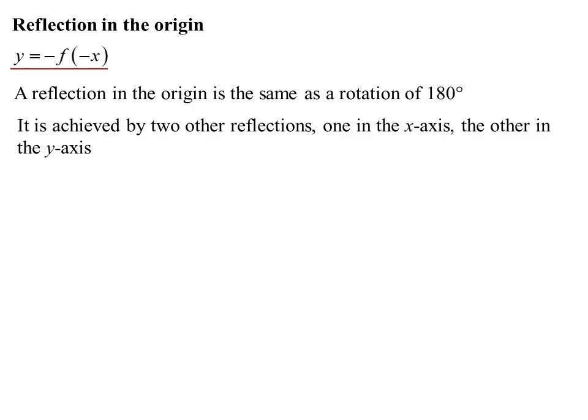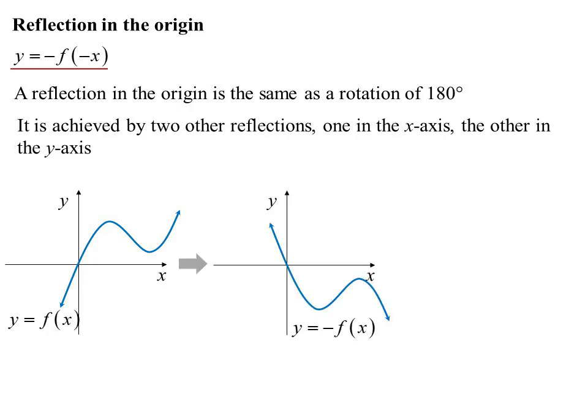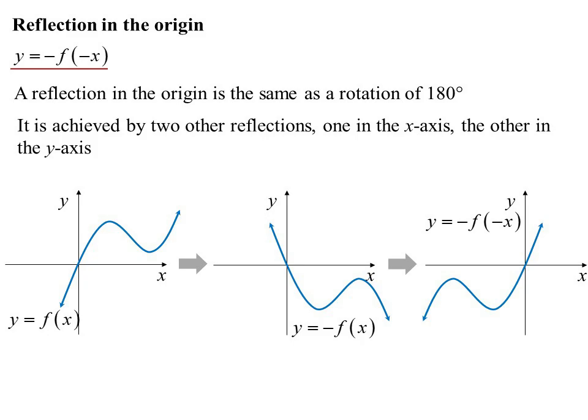So let's look at that. Here's a random curve y equals function x. The first one I'm doing is reflecting in the x-axis, and we get that particular shape. Now if I reflect in the y-axis, and I get y equals negative function negative x, here's my new shape. Have a look at the first one, have a look at the last one, and you see that actually it's just been rotated 180 degrees effectively.